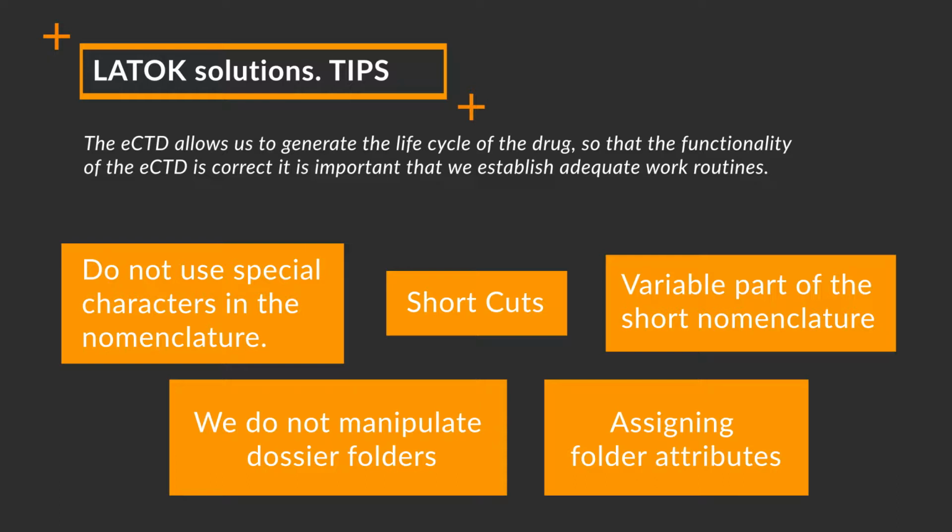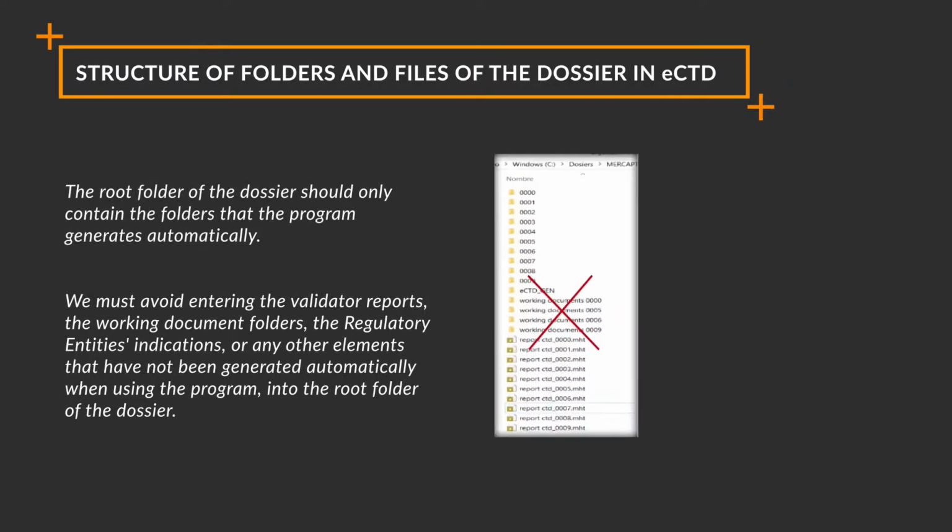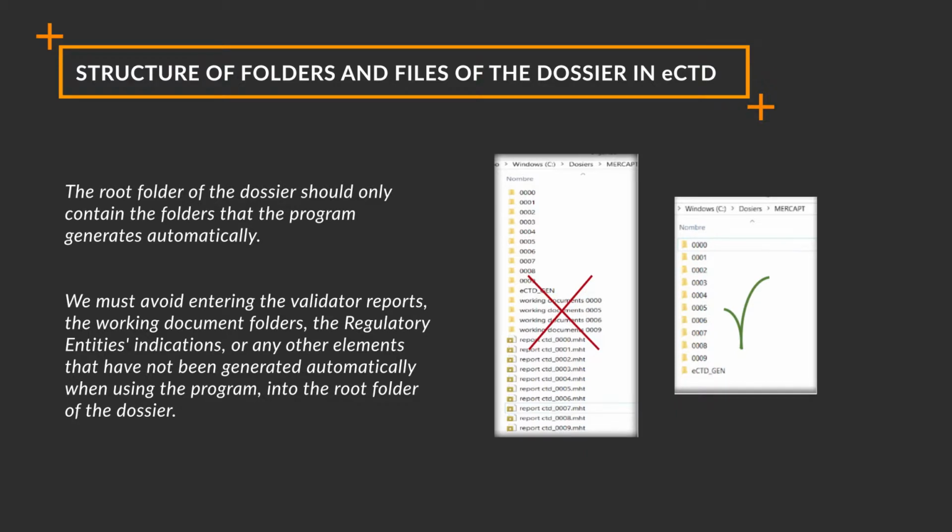Do not use special characters in the nomenclature, shortcuts, or the variable part of the short nomenclature. We do not manipulate dossier folders, assigning folder attributes, structure of folders, and files of the dossier in eCTD. The root folder of the dossier should only contain the folders that the program generates automatically. We must avoid entering the validator reports, the working document folders, the regulatory entities indications, or any other elements that have not been generated automatically when using the program into the root folder of the dossier.